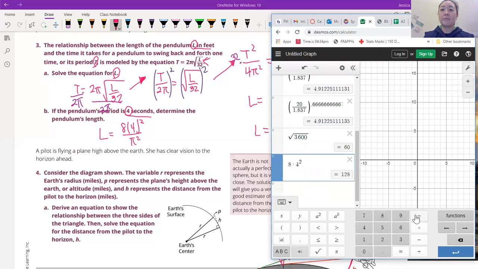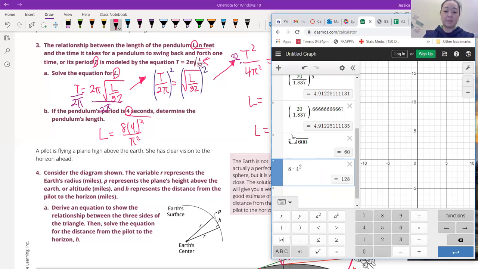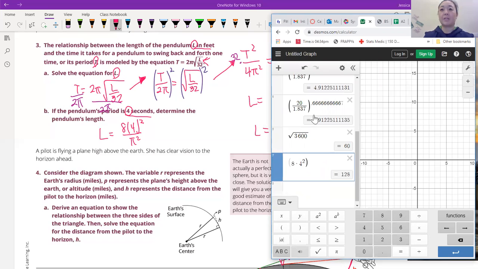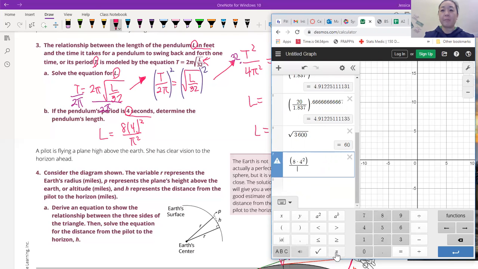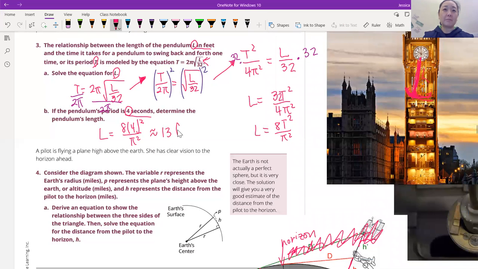And then we're going to divide that by, let's put parentheses around that so that it looks the same. And so that's going to be over pi squared. Here we have the pi button. We're going to square it. There we go. And that's going to be about 12.96911. For those who did this in class and we didn't simplify it this way, see how it's the same number? So it's about 13 feet.